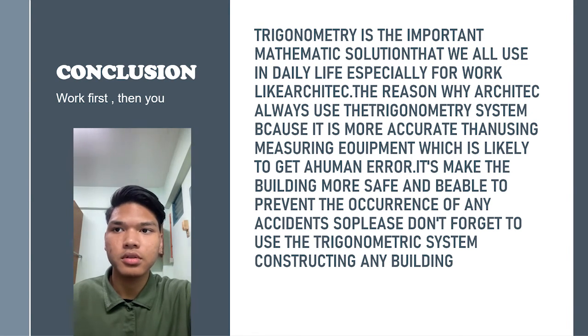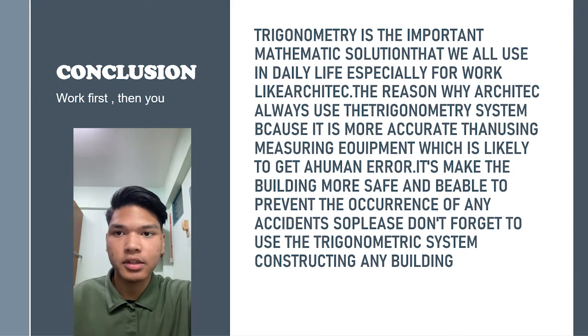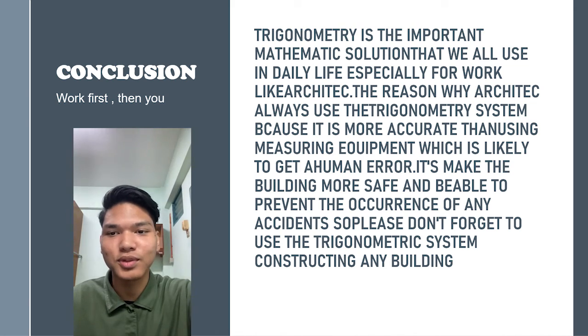So, in conclusion, we get to know that trigonometry is an important mathematical solution that we all use in daily life, especially for work like architecture. The reason why architects always use trigonometry is because it is more accurate than using measuring equipment, which is likely to get human error. It makes the building safer and able to prevent the occurrence of accidents, so please don't forget to use the trigonometric system when constructing any building.